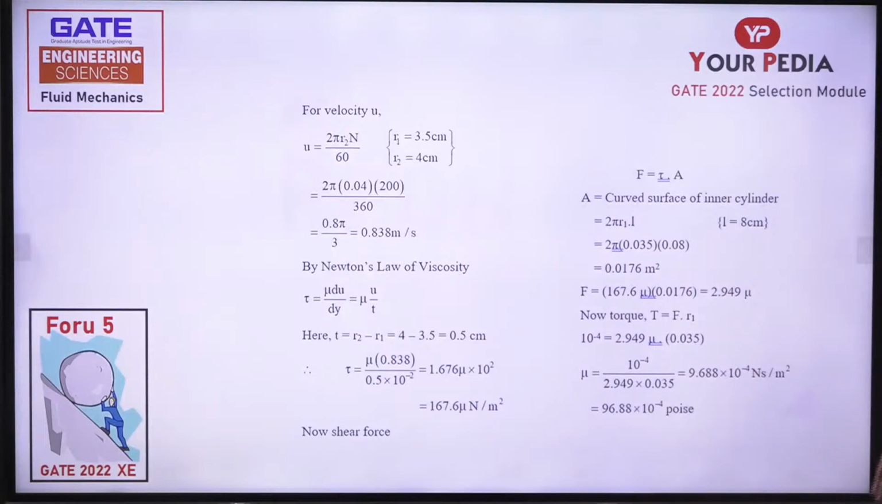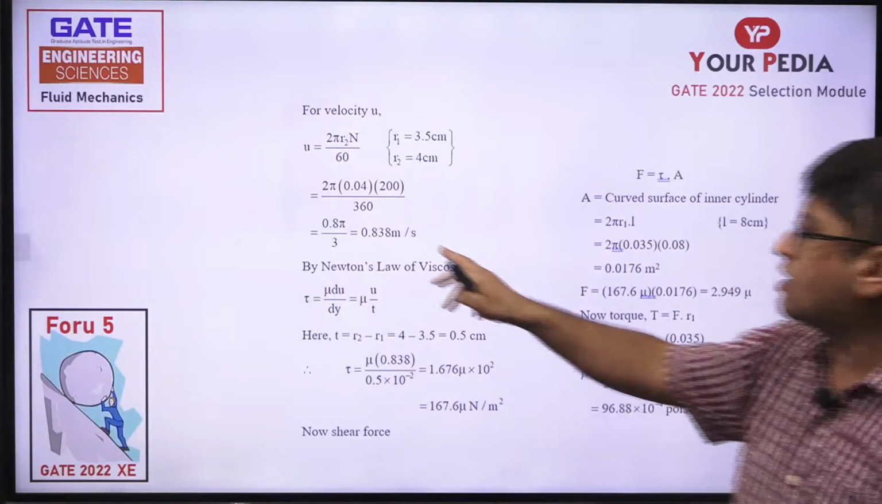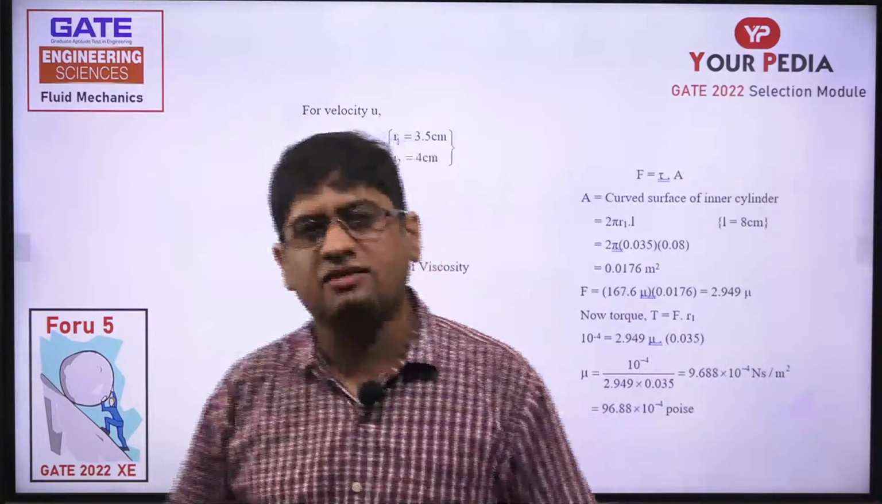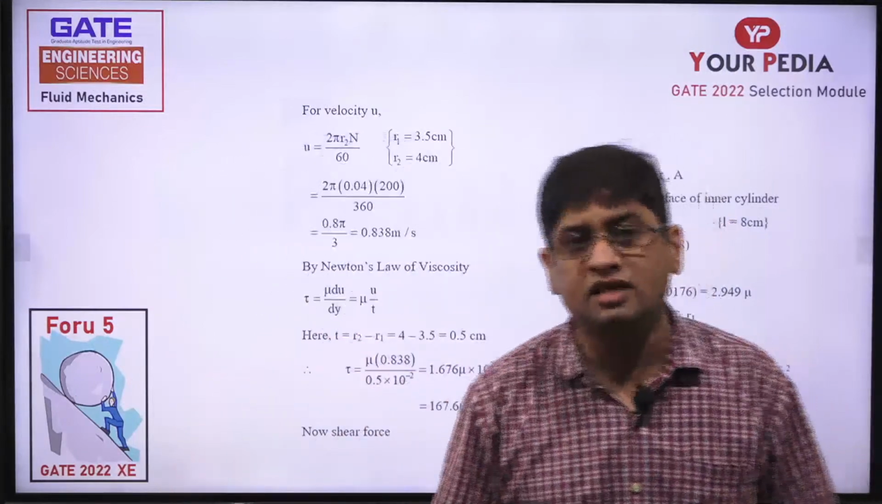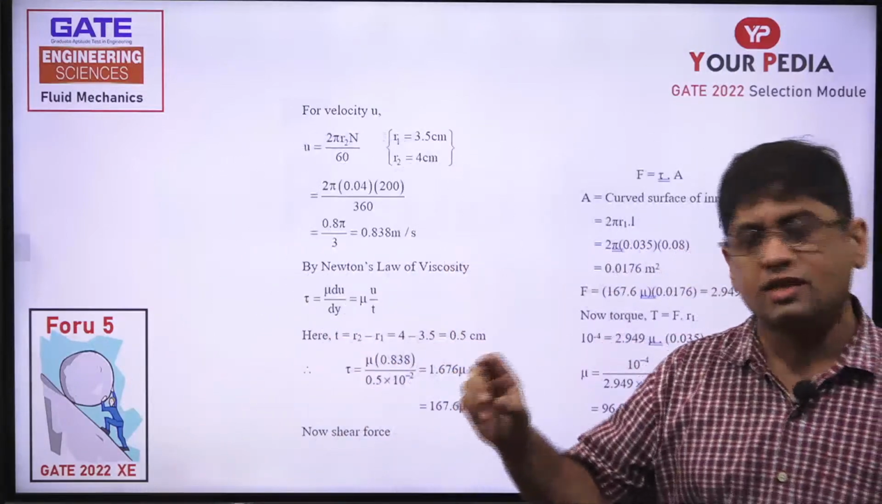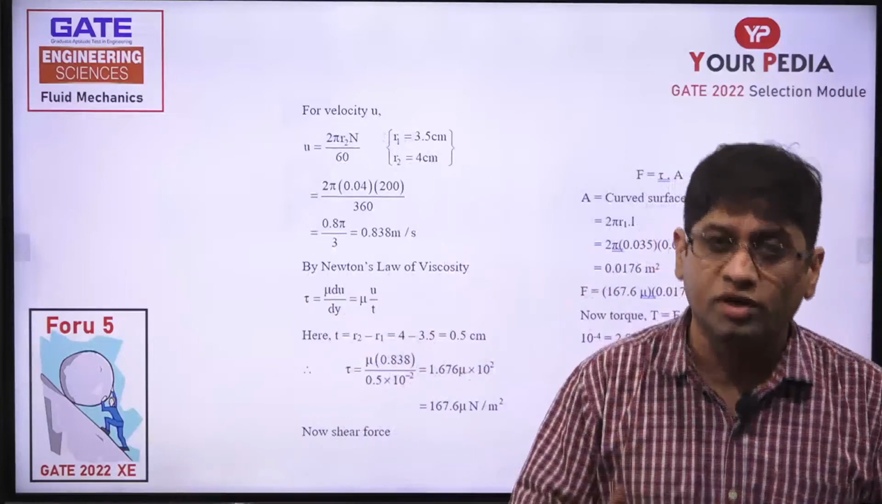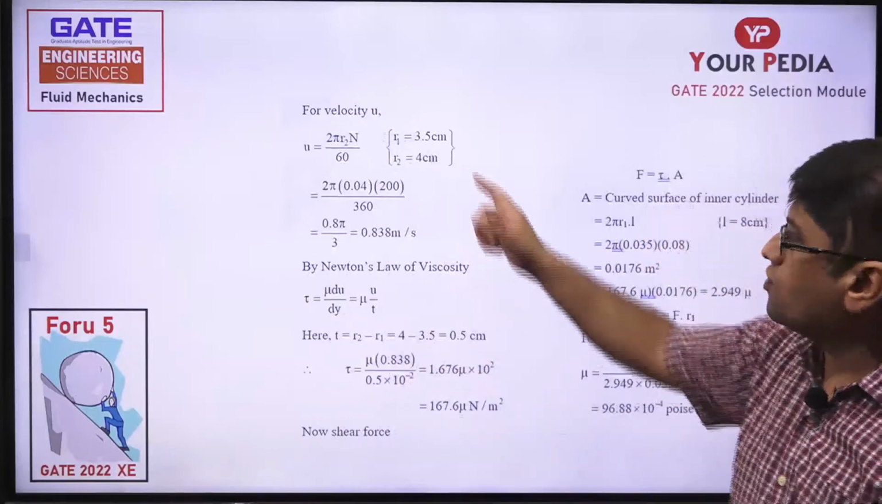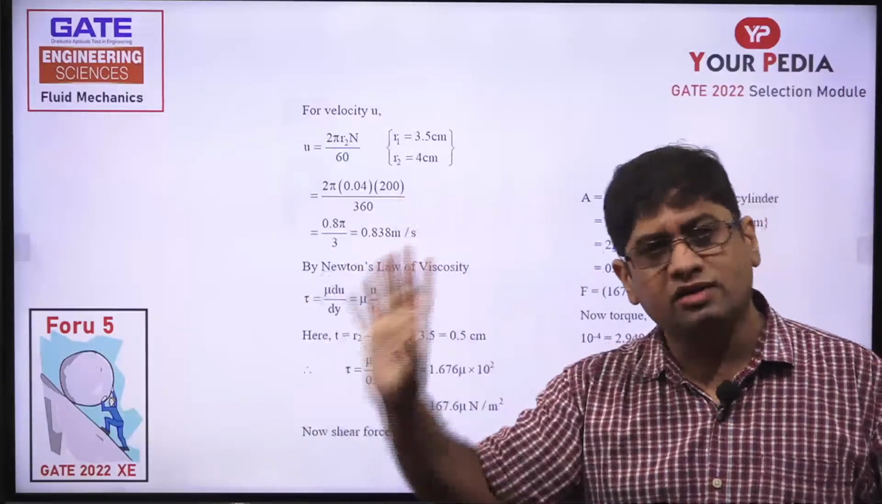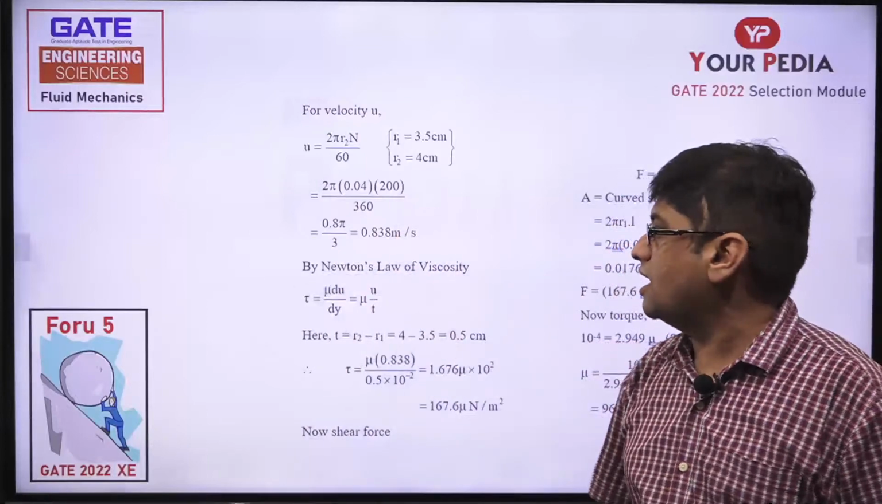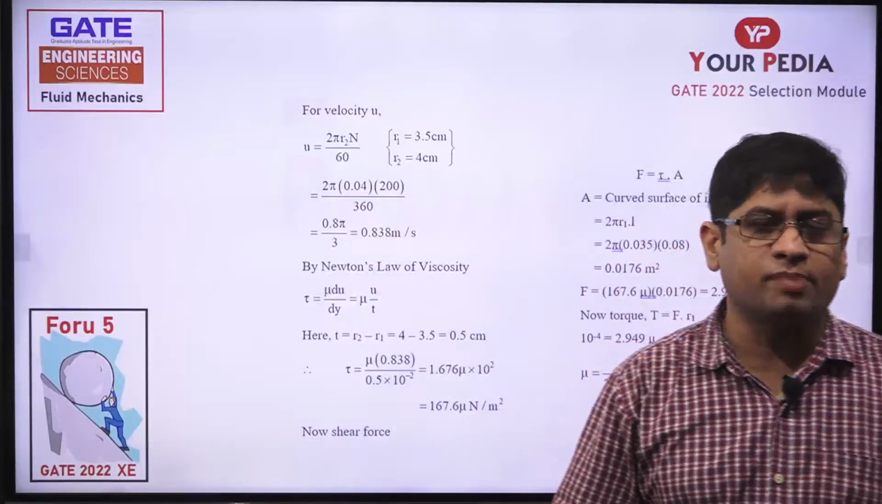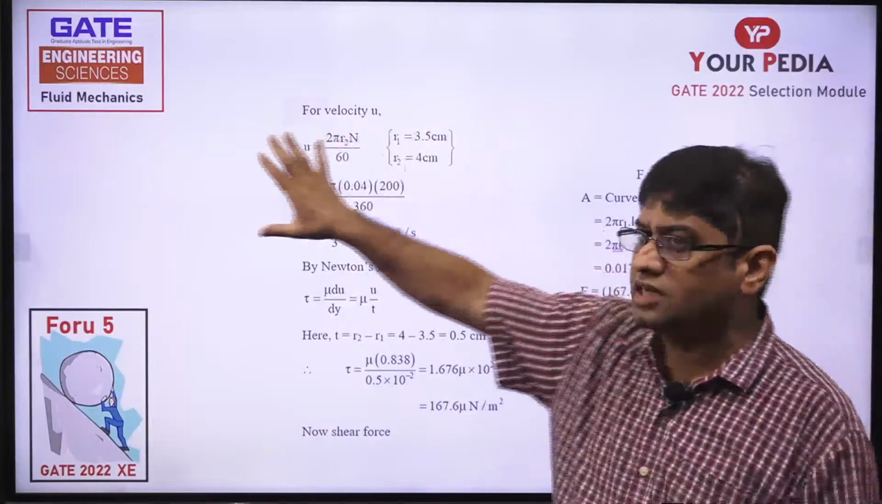You have to solve it and find out whether you are getting the correct answer. Because in the GATE exam, if you're writing GATE exam with XC, you can expect little long questions, and in those questions the accuracy is very important. So you have to solve on your own and find out whether you hit this answer. So that is 0.838 meter per second. Okay, we have found the velocity of the outer cylinder.